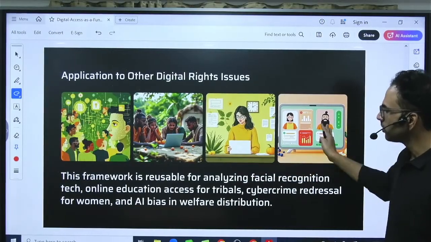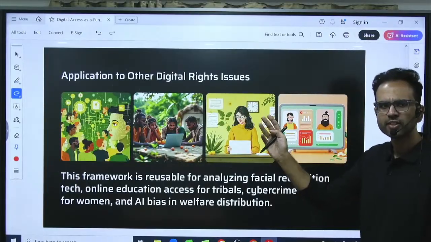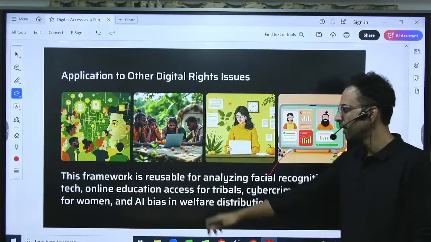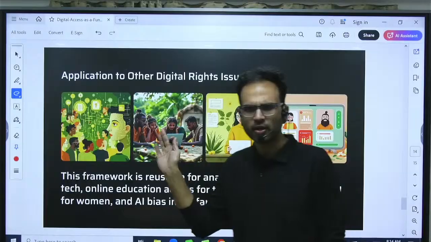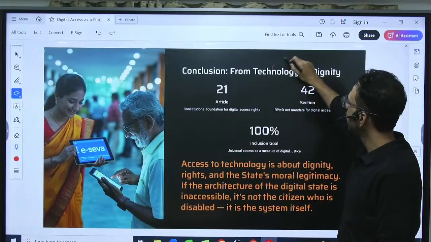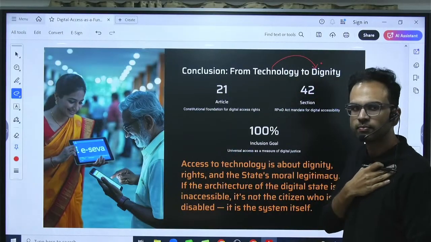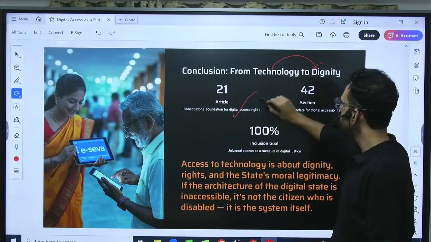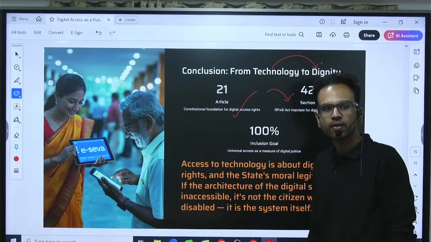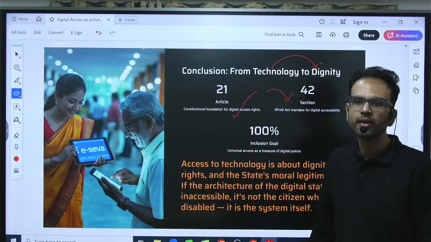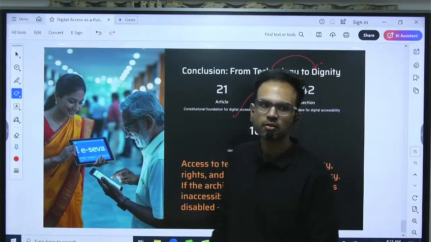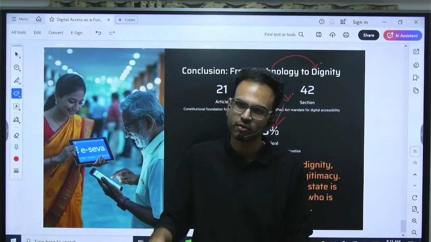So this framework is reusable for analyzing any problem with respect to digital technology, whether it is facial recognition, online education, cybercrime redressal, AI bias, same thing, same argument. Okay? Finally, technology should be used for dignity. Our target should be to focus on Article 21, give respect to Section 42 of the Act, which says that digital access should be universal and therefore include 100% of the population, not just here, everywhere, in every section of the society.